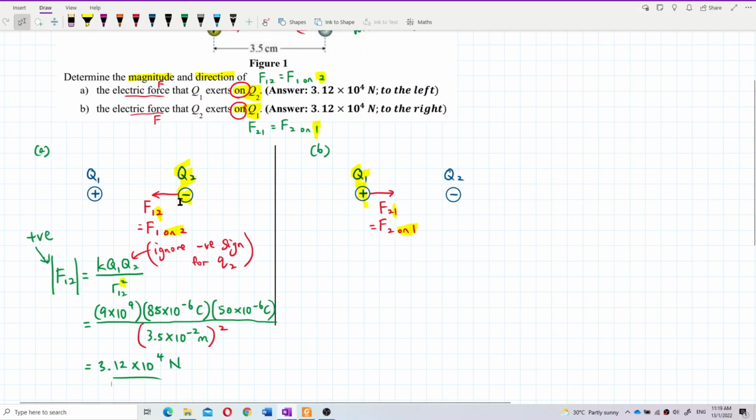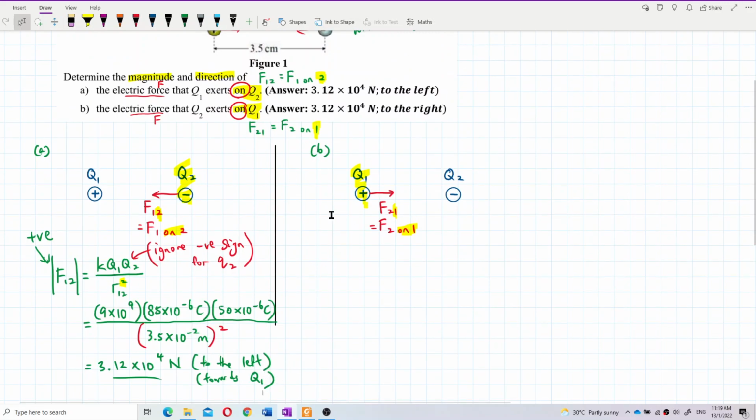Okay, force on Q2. Because it is an attractive force, positive and negative attract each other because of opposite charge, opposite sign. So this force is to the left. You need to say the direction is to the left, or you can say towards Q1. Okay, so that's the direction.